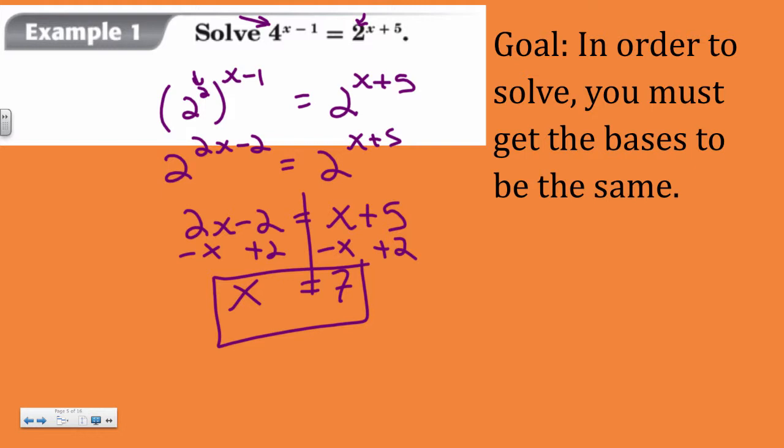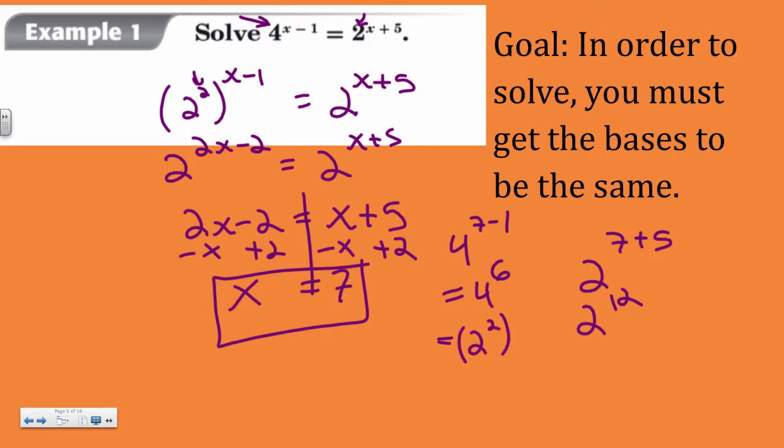I can go back and check and plug the 7 in, so it would be 4 to the 7 minus 1, which is 4 to the 6th. That should be the same as 2 to the 7 plus 5, which is 2 to the 12th. Well, we already discussed that 4 is really 2 squared, so this turns out to be 2 to the 12th also, and therefore they are equal.